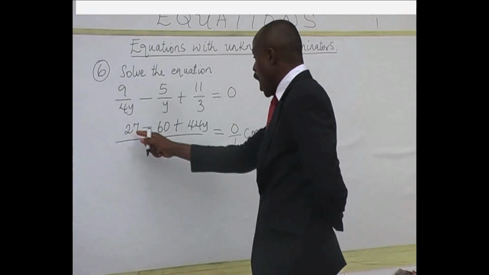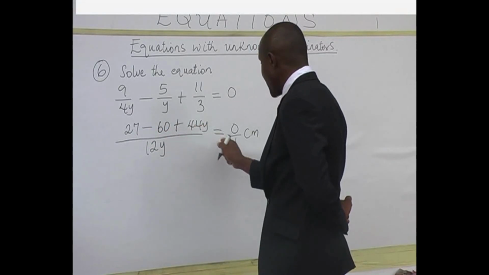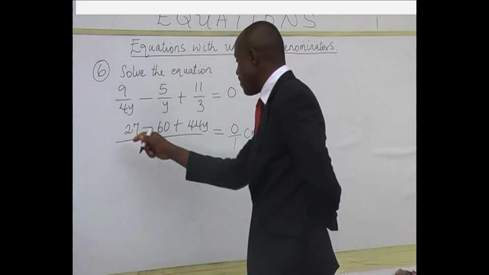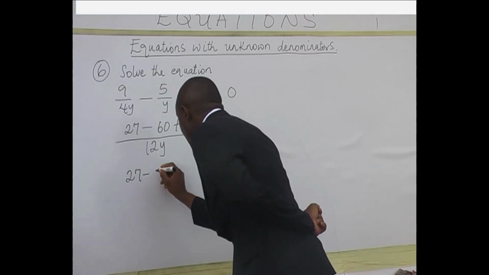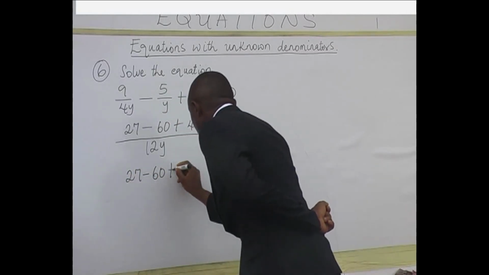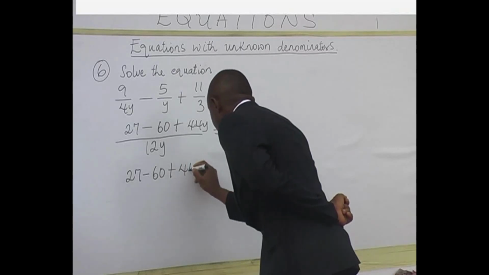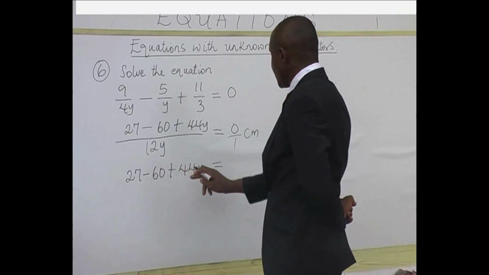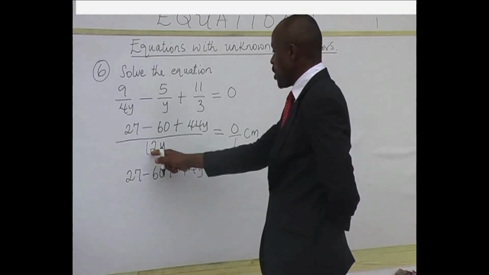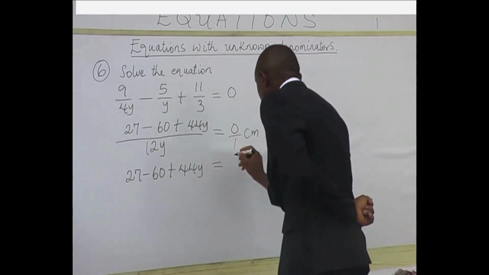All the things you have in the numerator here times 1 will give you all the things you have there, which is 27 minus 60 plus 44y is now equal to anything times 0 is 0. 12y times 0 will give you 0.